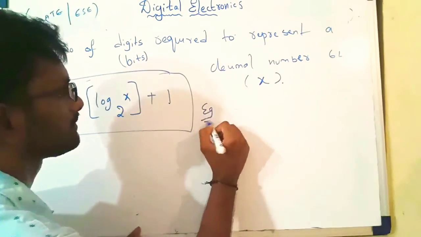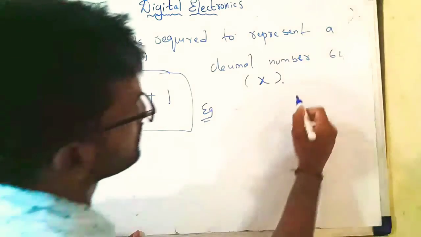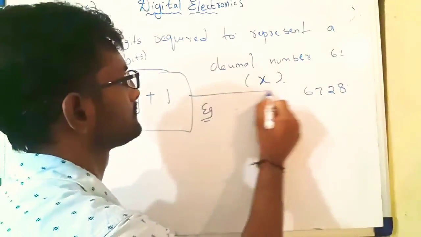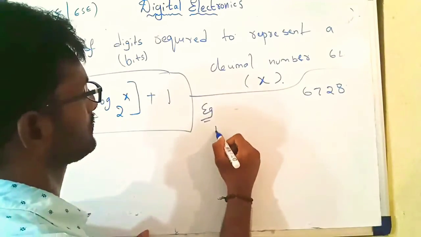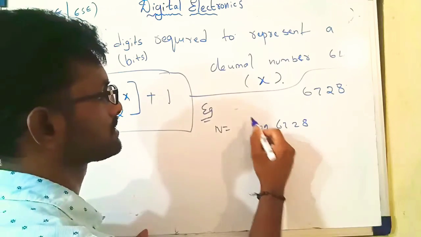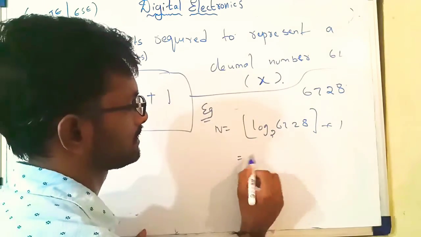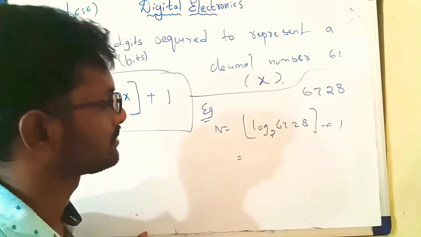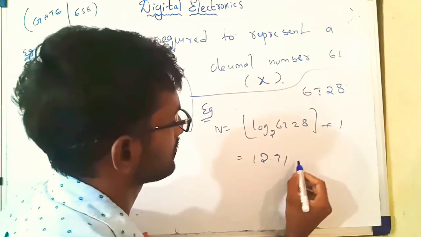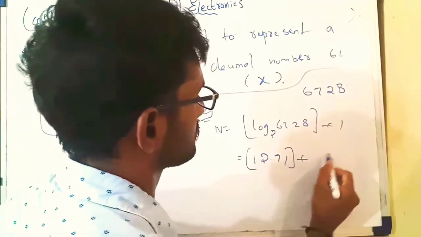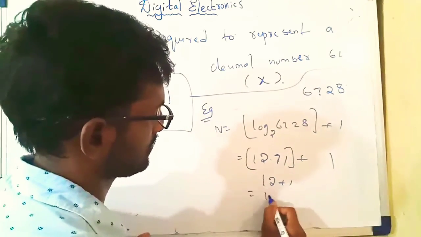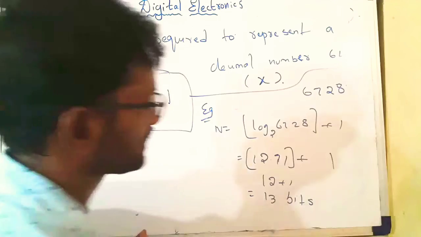Take another example, 678. The number of bits equals log 678 base 2 plus 1. The value of log 678 to the base 2 is 9.41. The integer part of 9.41 is 9, plus 1 equals 10 bits.